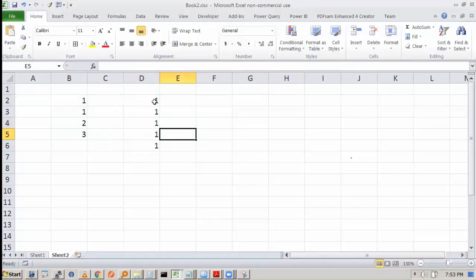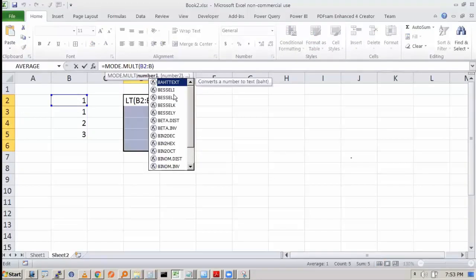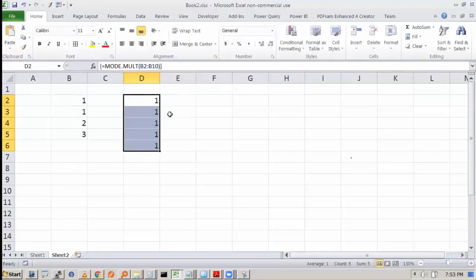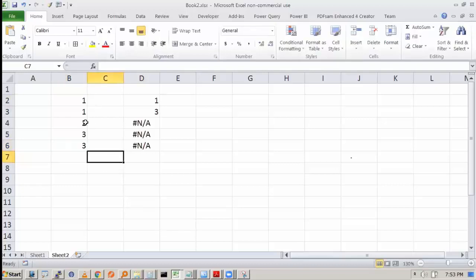Now I will change the range and make it 10. Now we add 3 here, so you can see 1 and 3 both are modes. We add 2 here, and it is showing you 1, 2, 3 all as modes.